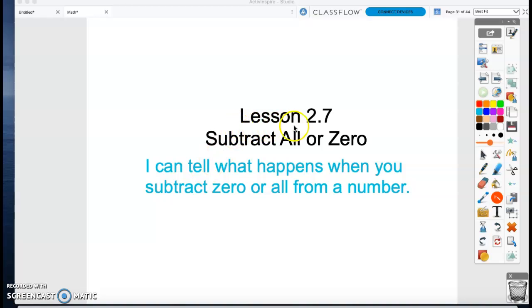This is Math Lesson 2.7, Subtract All or Zero. At the end of this lesson, you will be able to say, I can tell what happens when you subtract zero or all from a number.